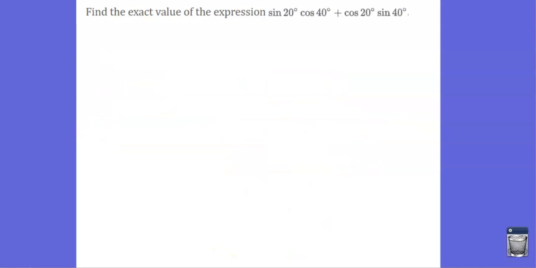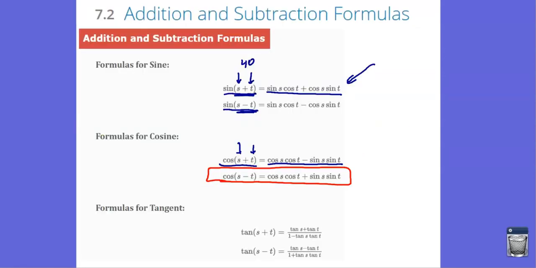All right, so find the exact value again of this expression. What we want to do is find the exact value of that, so we're going to look at our common formulas that we know. If I flip back real quick, notice the formulas for cosine are cosine, cosine, sine, sine, but the formulas for sine are sine, cosine, cosine, sine. So we're going to use the formulas for sine.